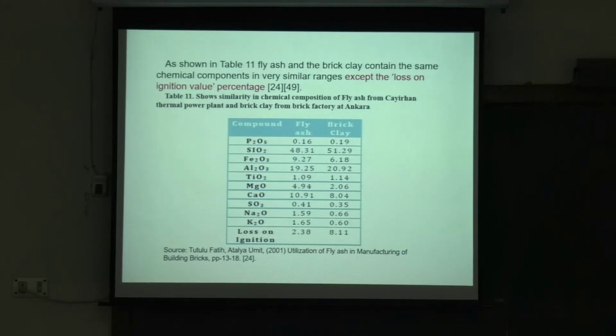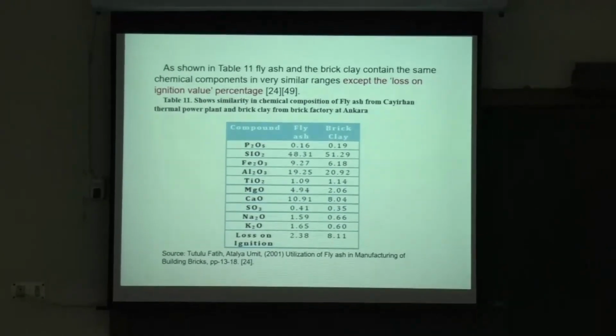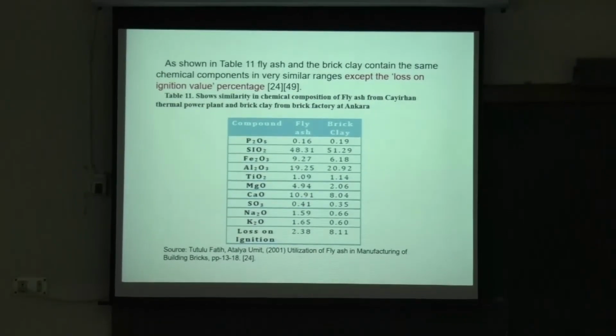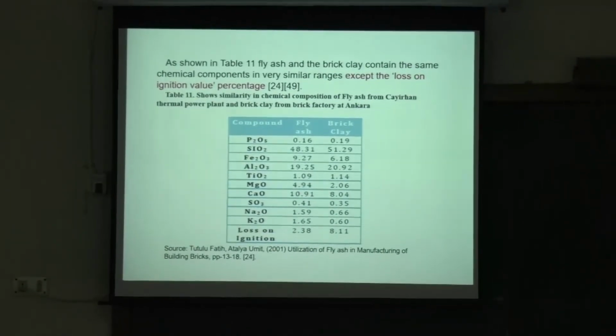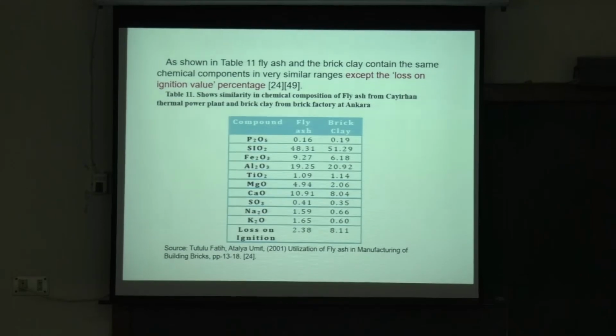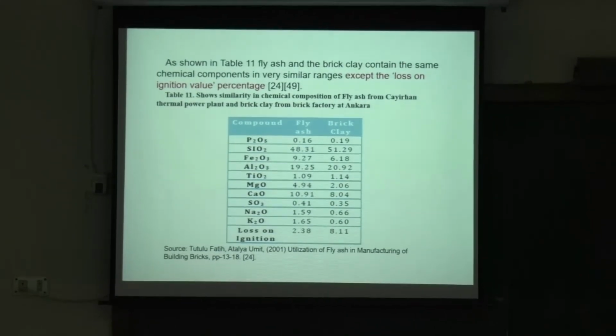Okay, and if you have more LOI, it can give more difficulties. But as I said, that American standard said that an N-type fly ash has LOI about 10%, whereas the C-type and F-type fly ash have LOI about 5%. So this is the source of information, and it is what comparing these values.